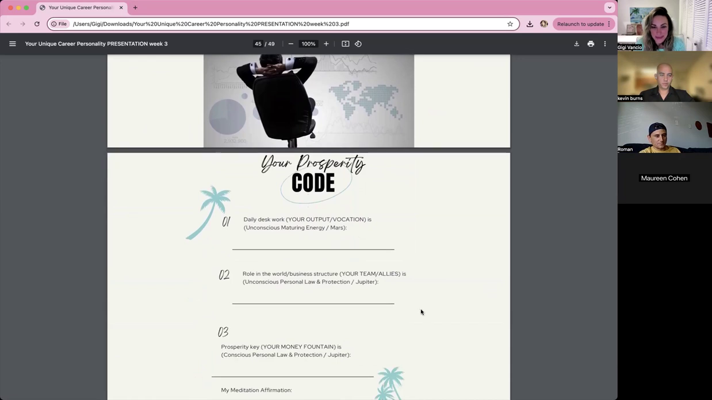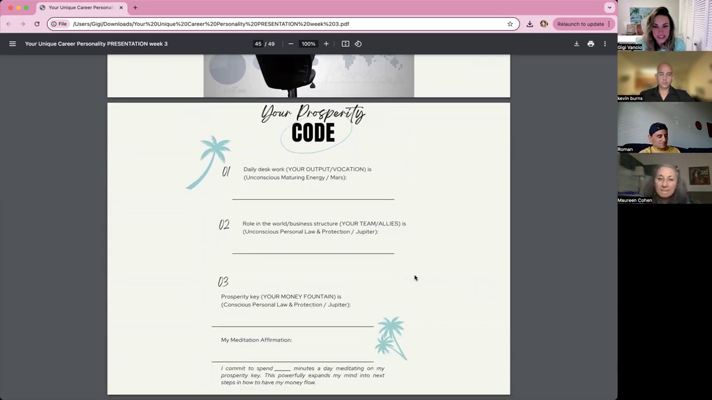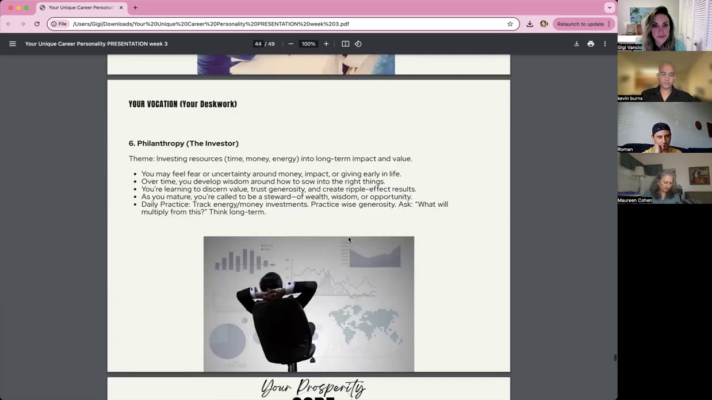All right, well, let's move then into, we have a few minutes before the hour, so we can move into your allies and your team and who you're designed to work with. So this is your unconscious personal law and protection. So it's on the left side of your chart. It's going to be under L.